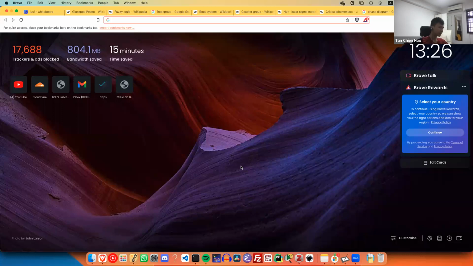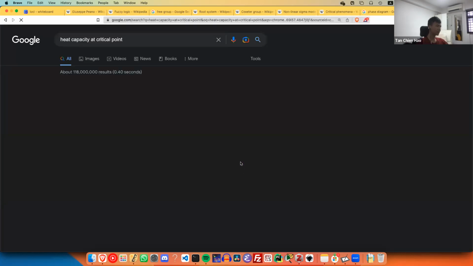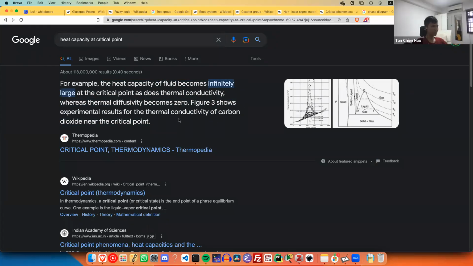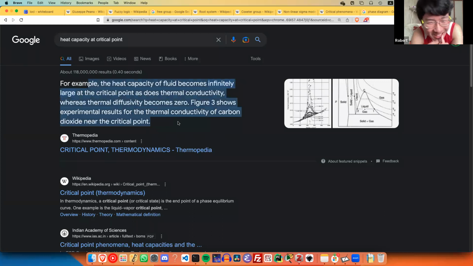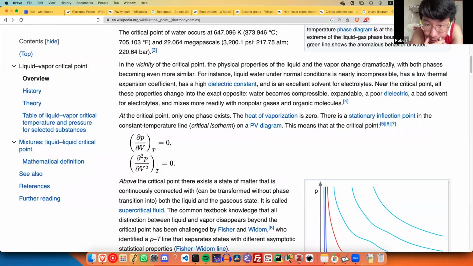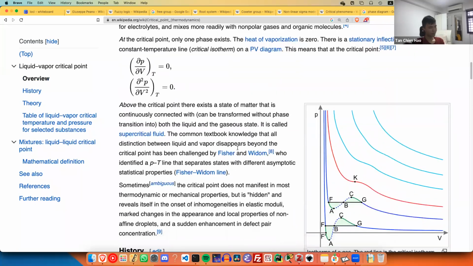For example, the heat capacity at a critical point, at the transition temperature, becomes infinitely large. Wait, that's so weird. So at the critical point, a bunch of stuff happens. Oh, so it's like the supercritical thingy. Yeah, supercritical is kind of related to it also.